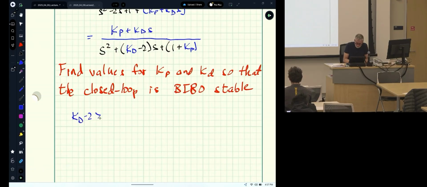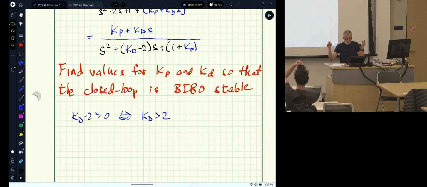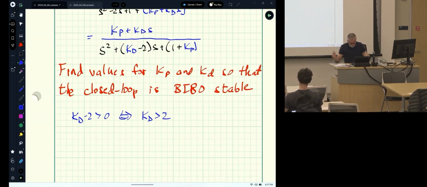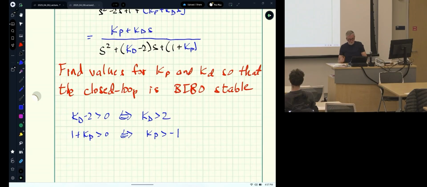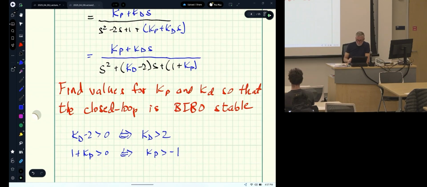KD minus 2 bigger than 0. So the derivative gain has to be at least something bigger than 2. 2.1 would do it, okay? And then 1 plus Kp should be bigger than 0. And that just says you can't make Kp too small. You could make it a negative number, like negative a half, and it would still be stable, okay? So that's how the derivative controller, PD controller, can come in.